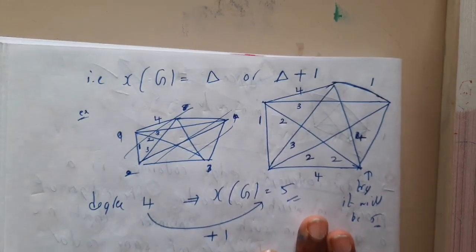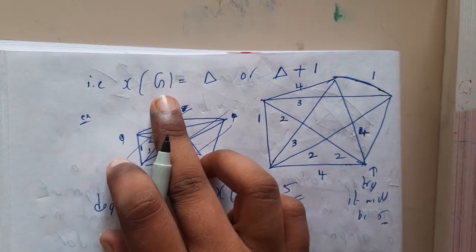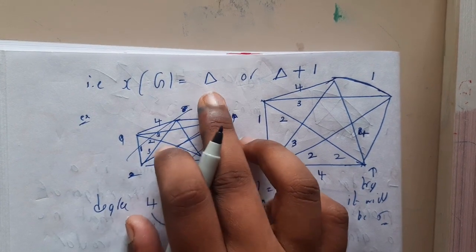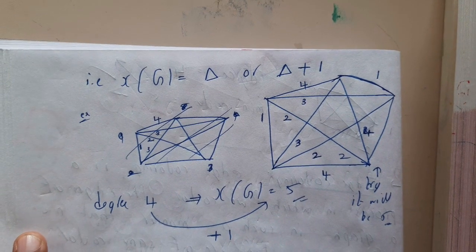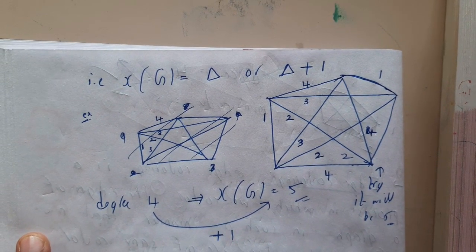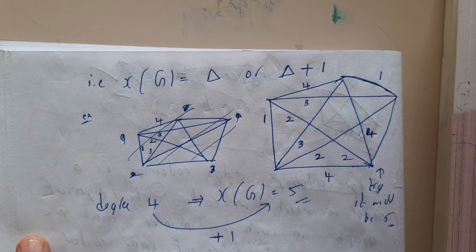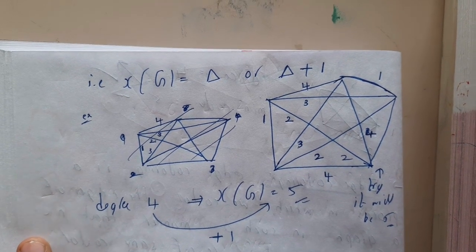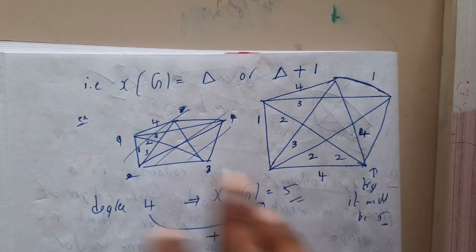If we take some examples, it was given that chi of G, that is nothing but the coloring, is equal to delta, the degree, or degree plus 1, guys. So degree plus 1 is for complete graphs and any kind of normal graphs, and chi of G equal to degree is only for bipartite graphs, guys. If you take some small example, here we have taken a small example.